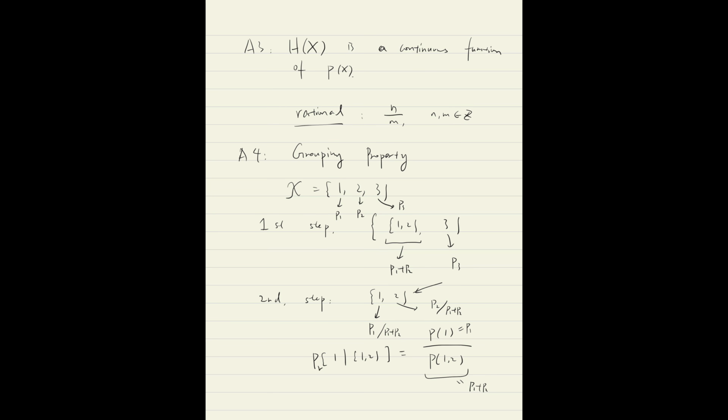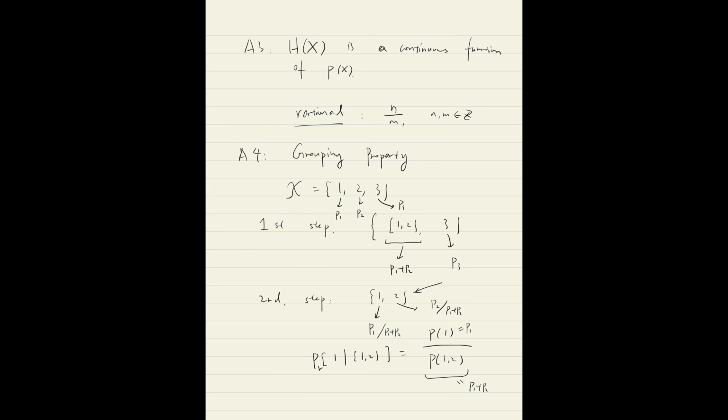Now let's compute the probability of this event. Let's say the probability of 1 is P1, the probability of 2 is P2, and the probability of 3 is P3. What's the probability of grouping 1, 2 together? P1 plus P2, very good. What's the probability of the other one? P3, so that doesn't change. This is the first step: we group some events together.